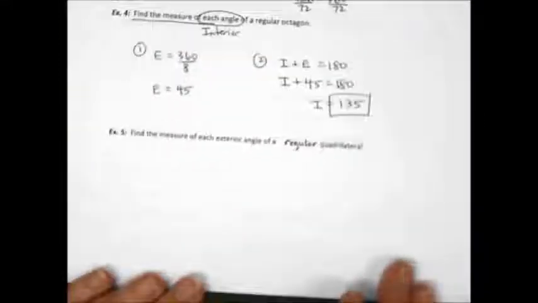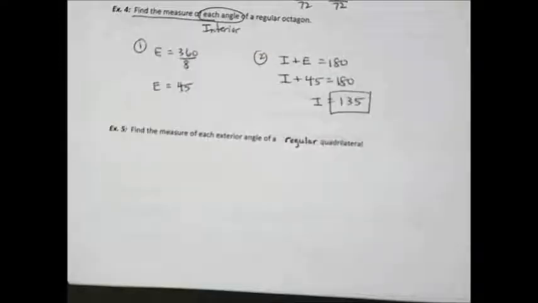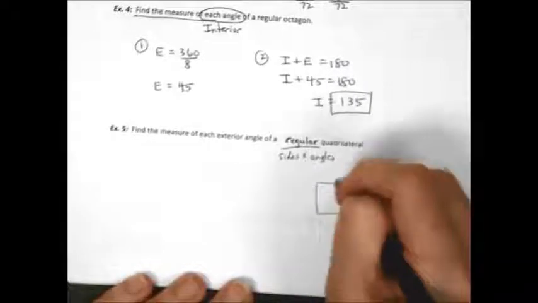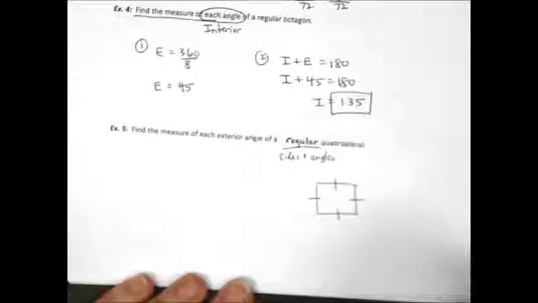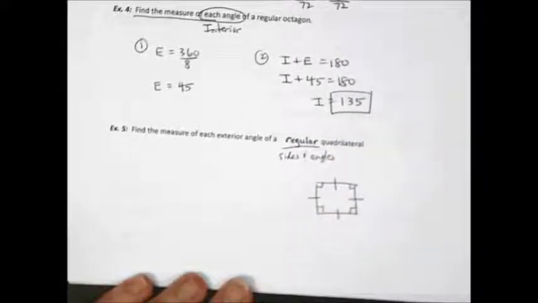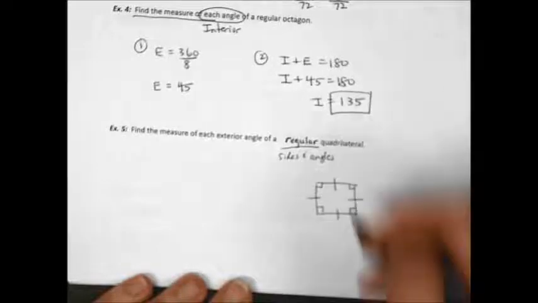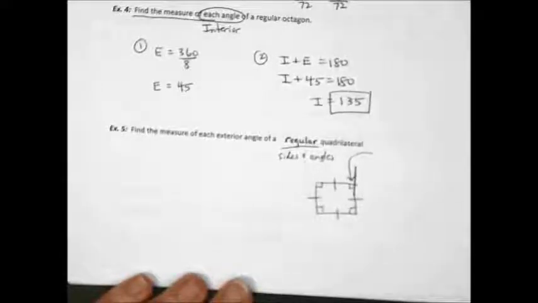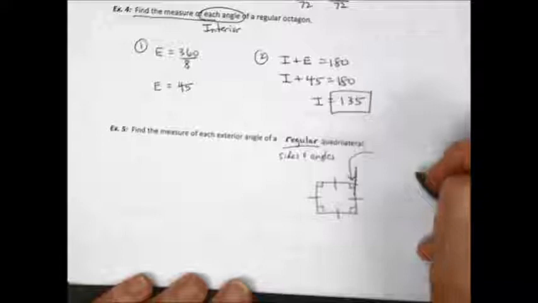All right, find the measure of each exterior angle of a regular quadrilateral. Okay, so remember regular means both sides and angles. All right, so sides and angles, we talked about that on the front page. A regular quadrilateral is a square because it has all the angles congruent and it has all the sides congruent. So if I extend, you can do this quickly by just looking at a picture. What is the measure of that angle right there? If this is 90, doesn't that angle have to be 90 degrees?